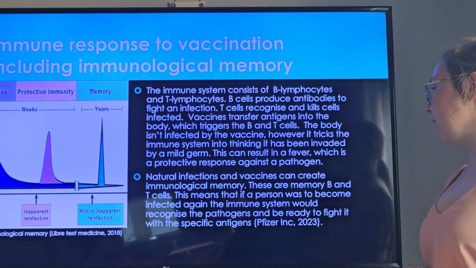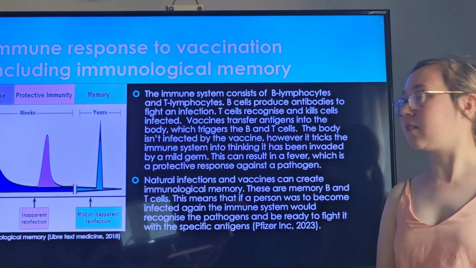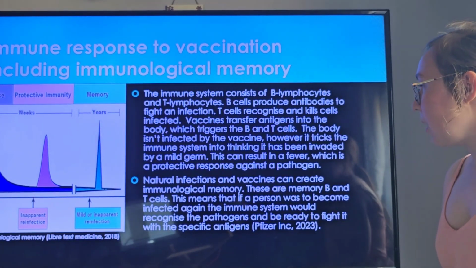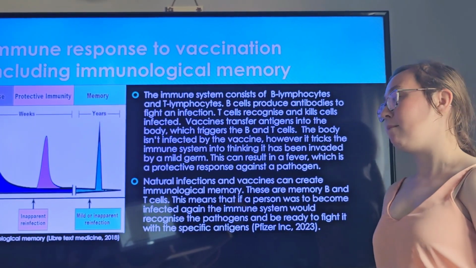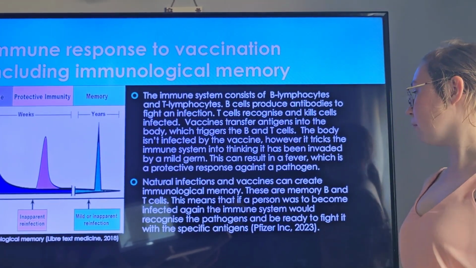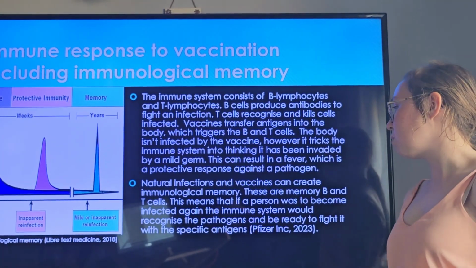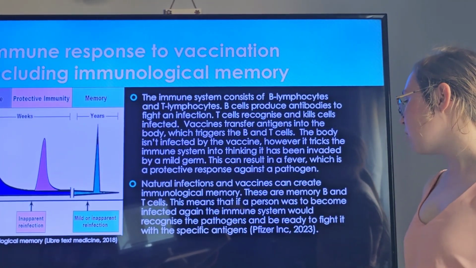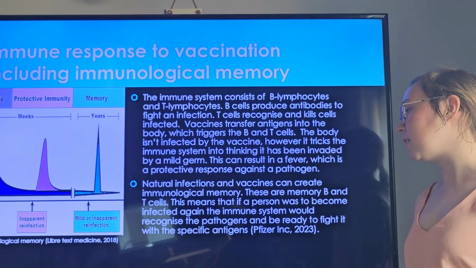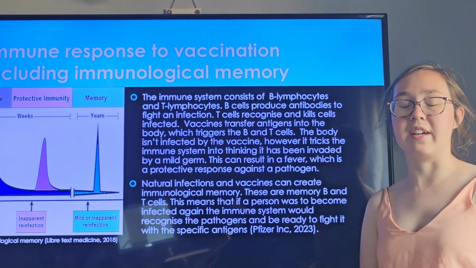This can result in a fever, which is a proactive response against the pathogen. Natural infections and vaccines can create immunological memory. There are memory B and T cells. This means that if a person was to become infected again, the immune system would recognise the pathogens and be ready to fight it with specific antigens.